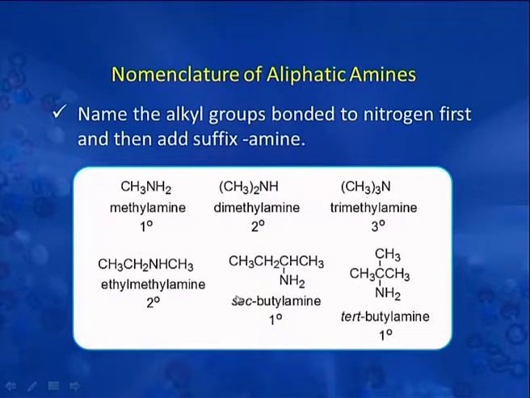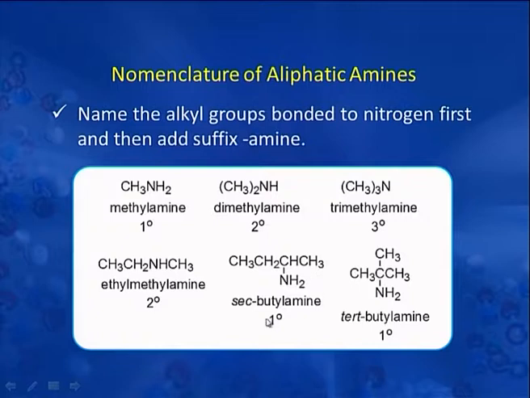But if the alkyl groups attached to nitrogen are different, then they are named differently and that too in alphabetical order. For example, here this is the methyl group and this is the ethyl group. Now, E comes before M and that is why first we will write ethyl and then methyl, and after that the suffix amine is added. So, the name of the molecule becomes ethyl methylamine.